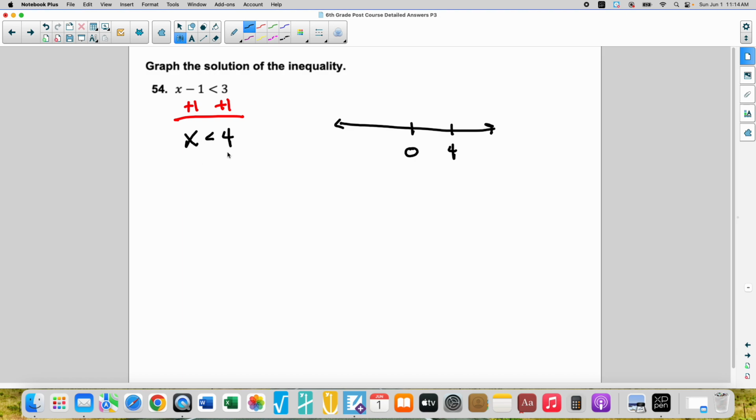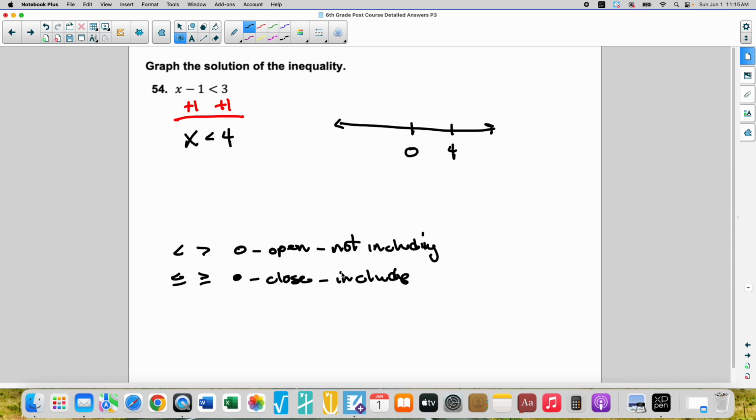Now, with inequalities, we have to remember that when you have less than or greater than, you're going to have an open circle because it's not including. It's infinitely close but not including. And when you have less than or equal to or greater than or equal to, we're going to have a closed circle. And that closed circle is including. That means we want to include the border.